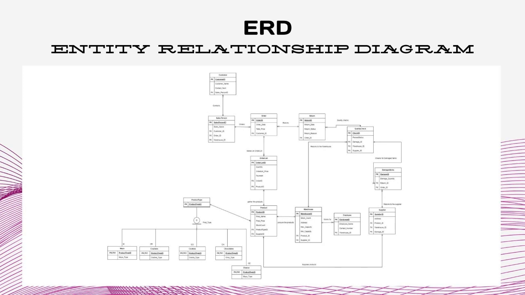For the quality check table, it contains the check ID, which is the primary key, past status, damage ID, warehouse ID, and supplier ID. And lastly, for the product type table, we have the product type ID, which is the primary key, and product type name.